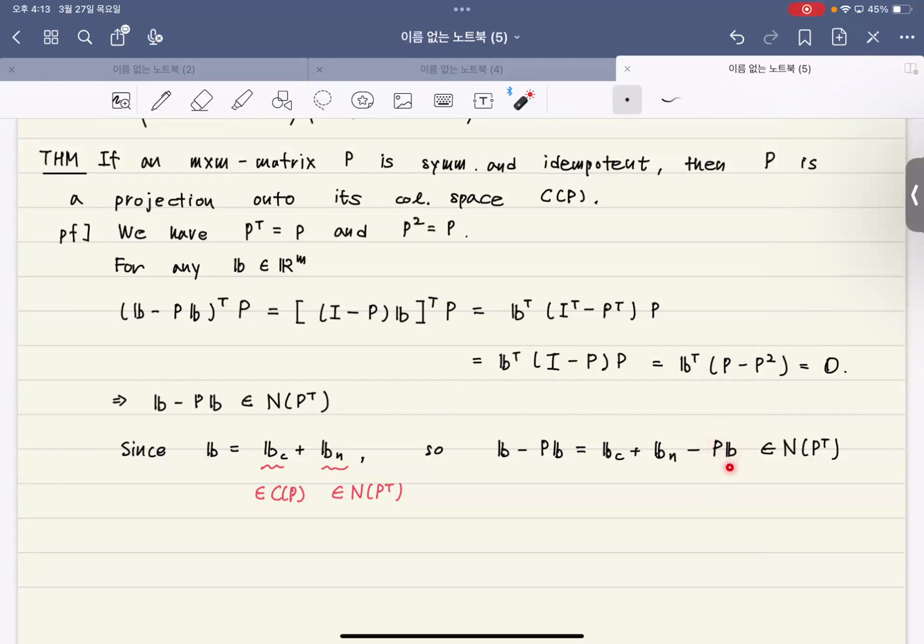So, P times B: no matter which B you take, you have just chosen from Rn, but this vector is automatically a member of the column space of P. This is a member of the column space of P, and I also know this other one is a member of the column space of P. But this entire thing must also be in the complement, which is the left null space of P. So for this to be a member of the left null space of P, the only possibility is that this column space component must be 0.